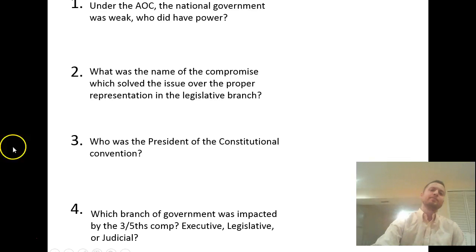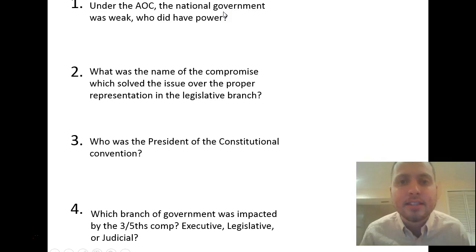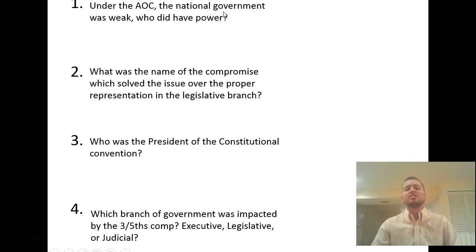All right, let's go over this. Number 1, under the Articles of Confederation, the national government was weak. Who did have the power? Well, if the national government doesn't have the power, the states do. The answer to number 1 is the states.